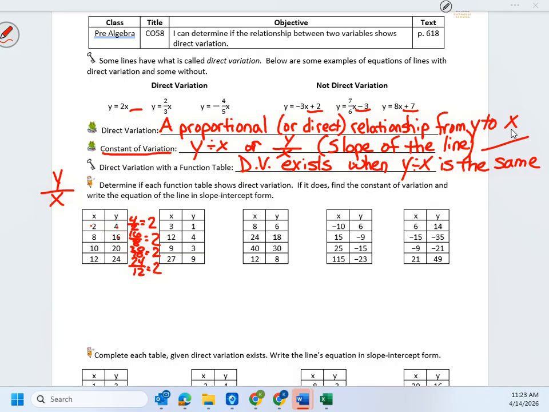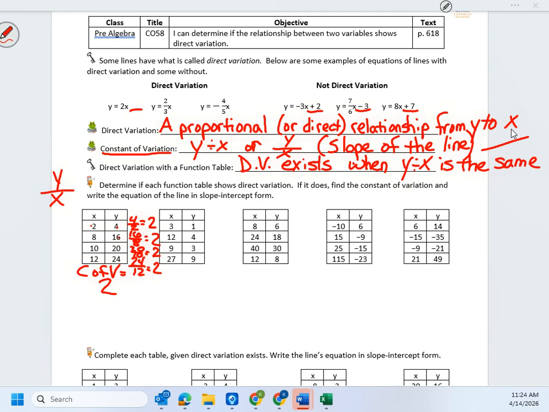Say it. I have a fan right above me. You got to say it really loud. So would I say, do I have to say 2 over 1? What would I just call it? 2. So my constant of variation equals 2. That constant of variation is also called our what? Slope. So can I put it into the slope-intercept form?